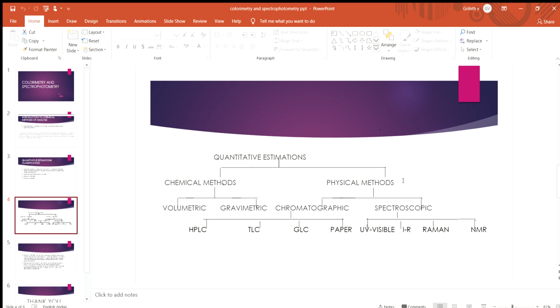Electromagnetic radiation is a wave with electric and magnetic fields which are mutually perpendicular to each other. When we describe a wave, we describe it in terms of its wavelength or its frequency. What is wavelength? The distance between two successive crests or troughs is known as the wavelength. It is represented by lambda. What is frequency? The number of waves that pass a given point in a second is called frequency.